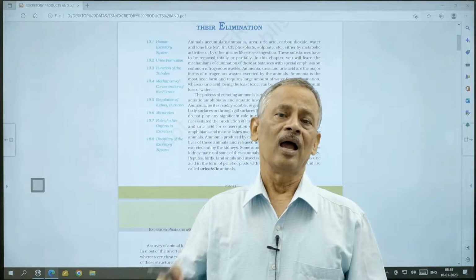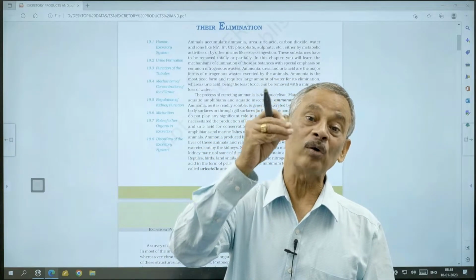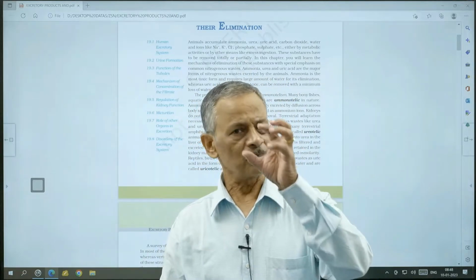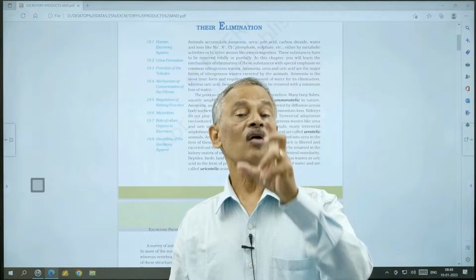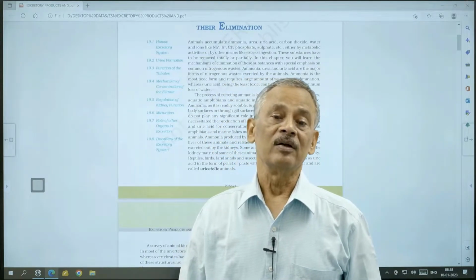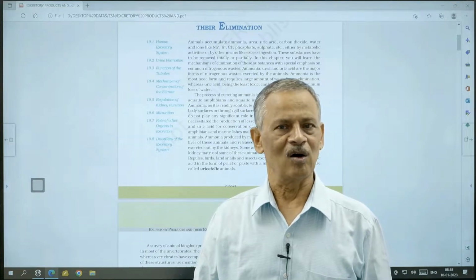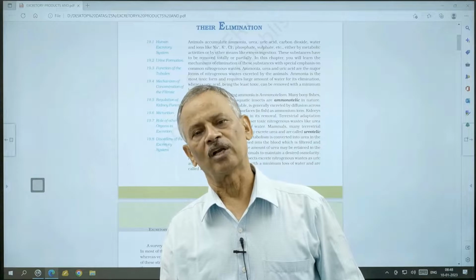There, ammonia is converted to urea, and that urea is sent out in the form of a concentrated solution, so with a minimum amount of water. That is the advantage of ureotelism. Less amount of water, waste material can be sent out. That is the adaptation for conserving water.